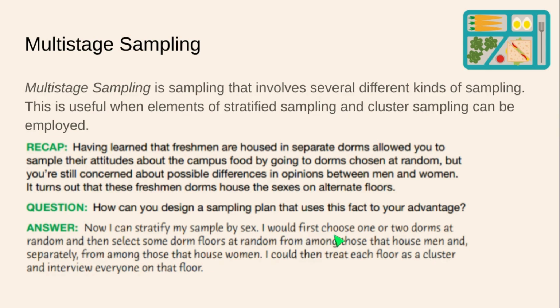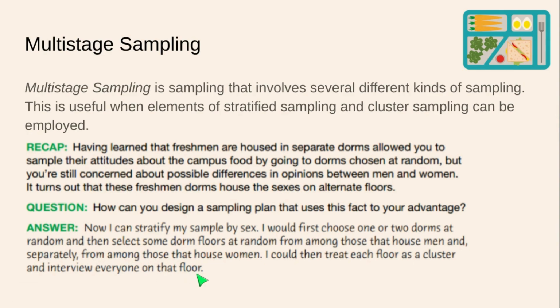I would first choose 1 or 2 dorms at random and then select some dorm floors at random from among those that house men and separately from among those that house women. Then I could treat each floor as a cluster. All right, so now we're employing some cluster sampling. We're assuming that each floor of men is going to be roughly the same, and each floor of women is going to be roughly the same. So we can treat those groups as clusters, and then interview everyone on that floor.